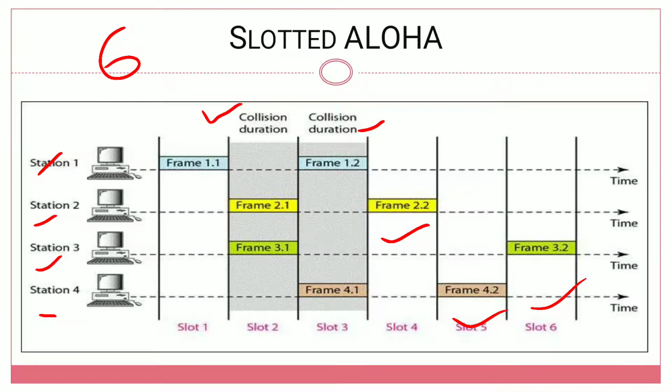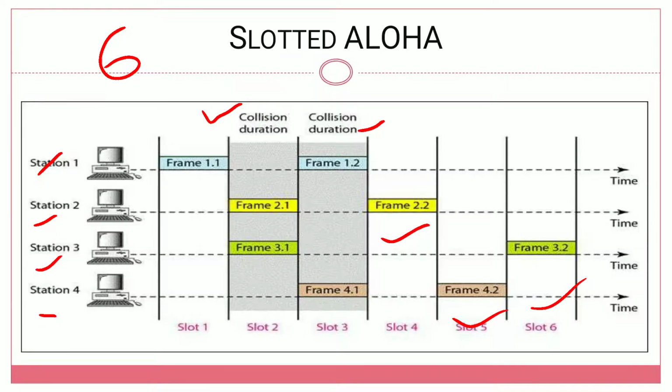When we slot the time, at the beginning of the slot only, the station is allowed to transmit the data. So it leads to reducing the chances of collision. By using this concept, the chances of collisions will be reduced and it will improve the efficiency of the transmission.